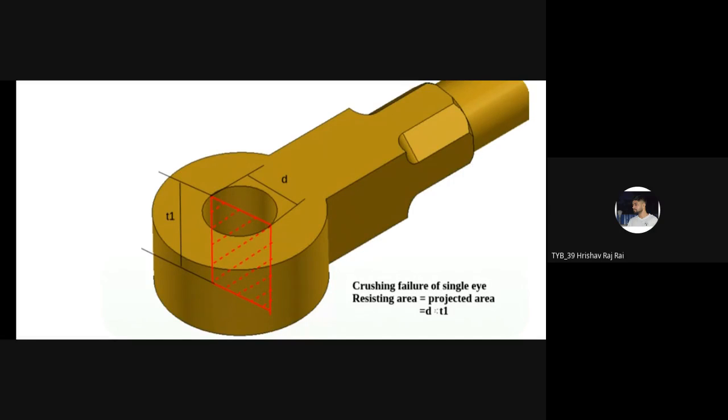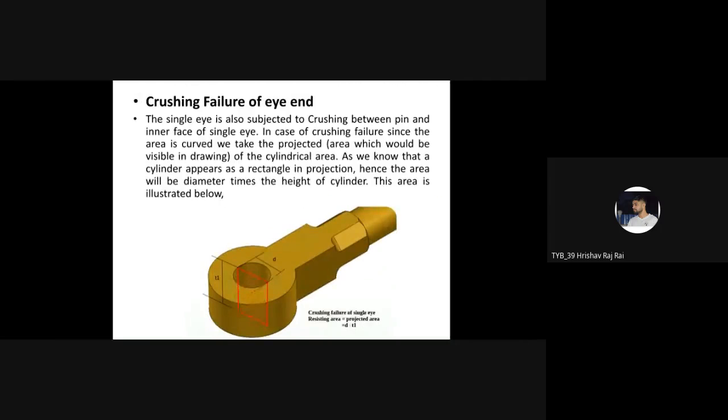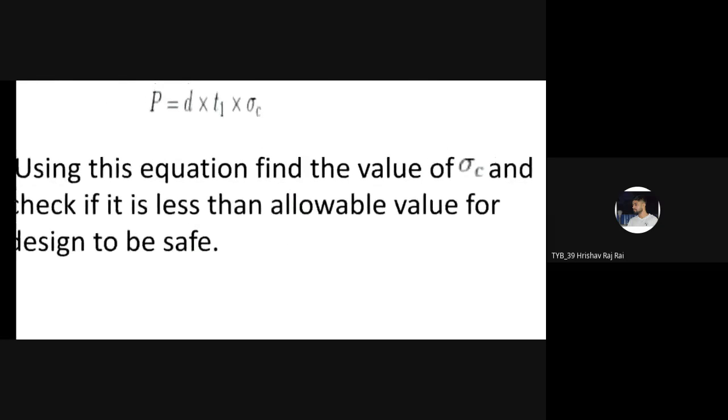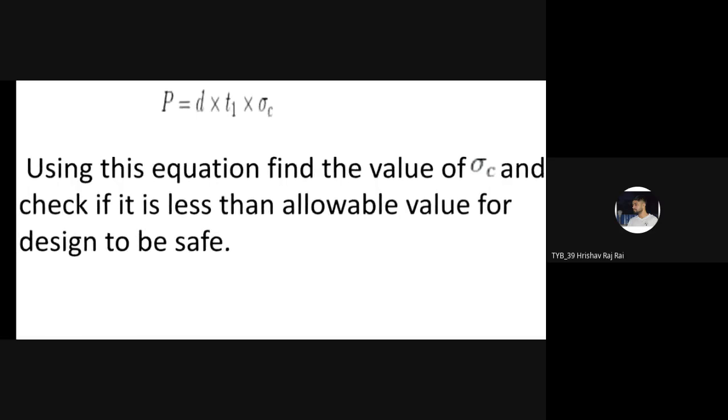and it will get multiplied with the design crushing stress. So the formula will become P is equal to the area resisting the crushing multiplied by the allowable crushing stress, and that will become P equals D into T1 multiplied by sigma C. Sigma C is the value of crushing stress. At this stage also, somebody has given the answer. It's good, Omkar.